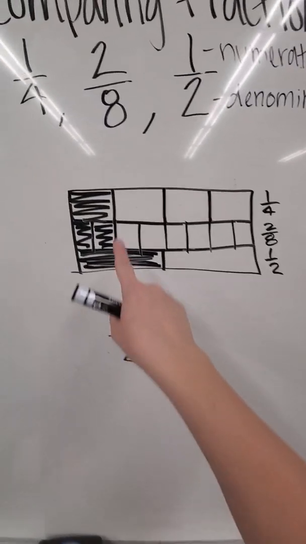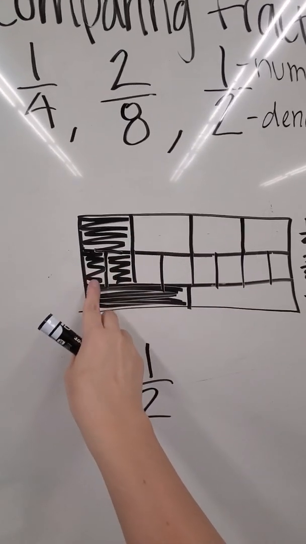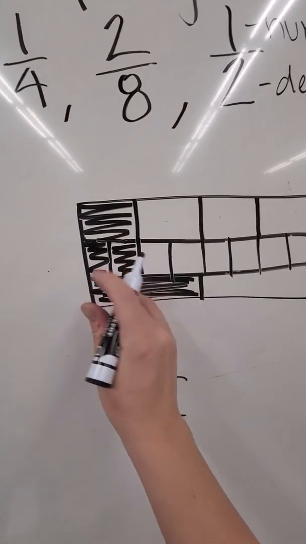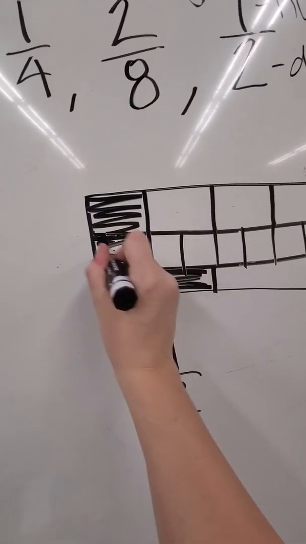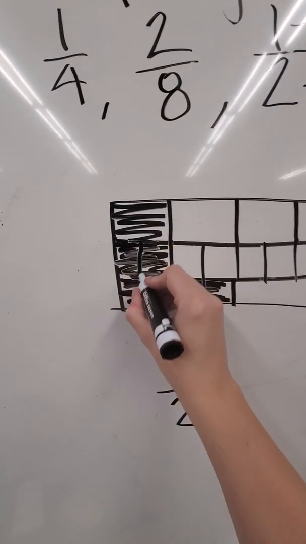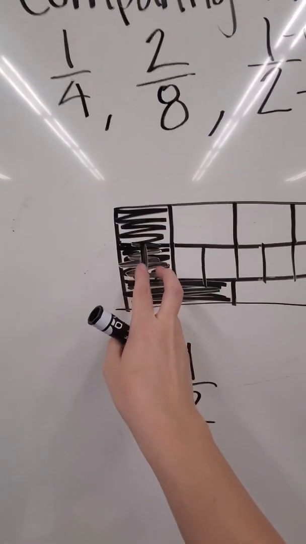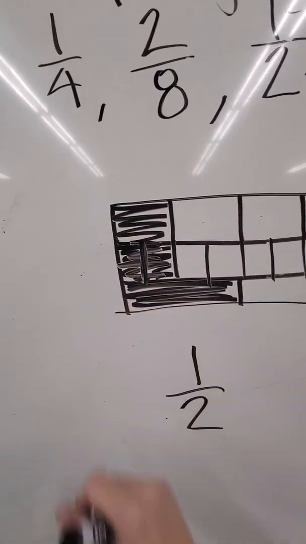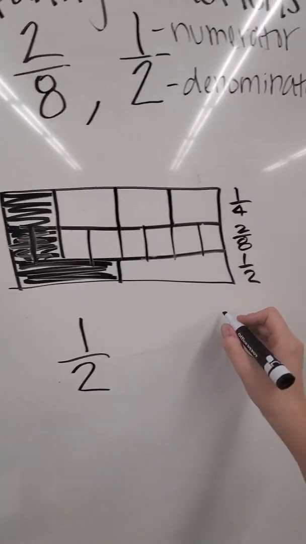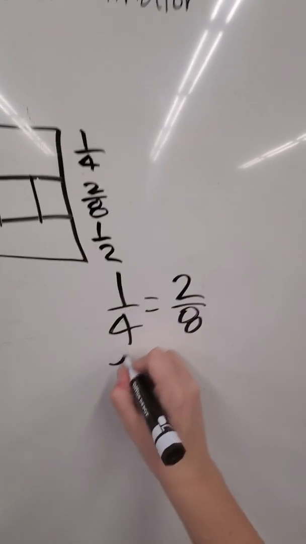Now, when I see these, I see that even though these are smaller pieces, if I combined those 2 pieces like this, I would have exactly the same amount as my fourth. So this tells me if 1/4 and 2/8 is the same, then they are called equivalent fractions. So the way you would write it is 1/4 equals 2/8 because they are equivalent.